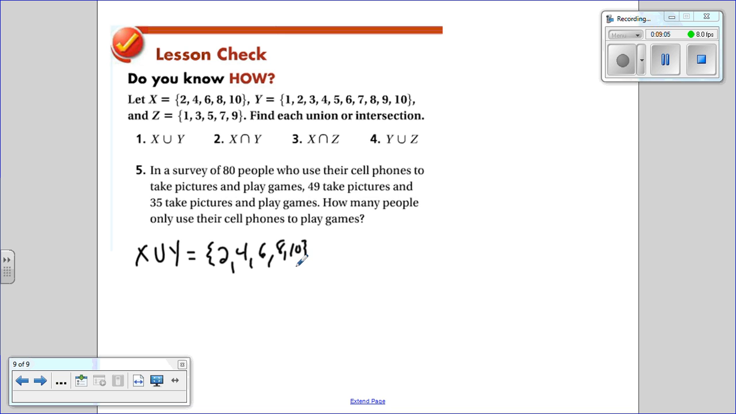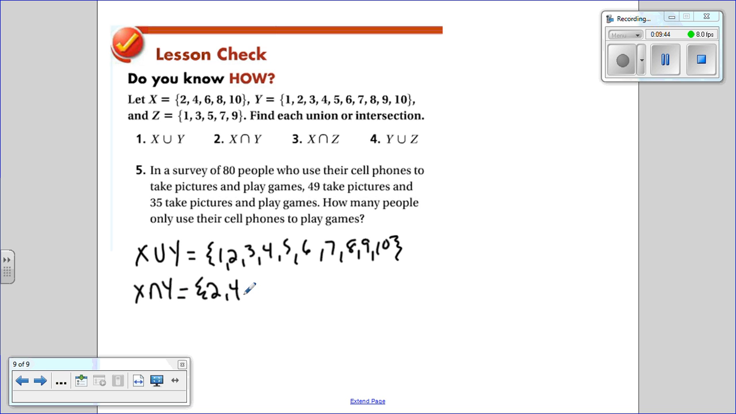Those are the numbers that, sorry, I got myself. I was doing the intersection. The union is anything that's in either X or Y. So everything in Y is 1, 2, 3, 4, 5, 6, 7, 8, 9, and 10. Is there anything that we missed that's in X? And the answer is no. So that is our union. This is the one that I was doing. The intersection is anything that they have in common. And that is 2, 4, 6, 8, and 10.